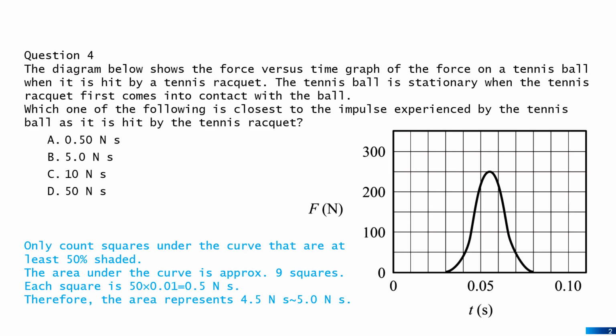Only count squares under the curve that are at least 50% shaded. The area under the curve is approximately 9 squares. Each square is 50 multiplied by 0.01. So, the area represents 4.5, nearly 5.0. B is correct.